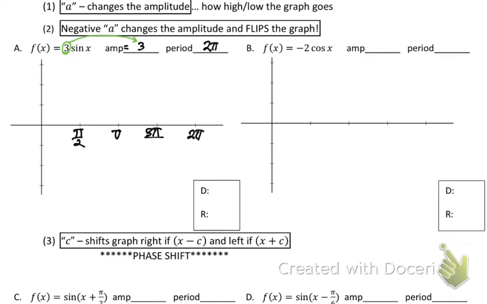Our amplitude is no longer 1, it is 3. That means our graph has to go all the way up to 3 and down to -3. So when I label my y-axis, we're going to go 1, 2, 3. And we're going to go down -1, -2, -3.